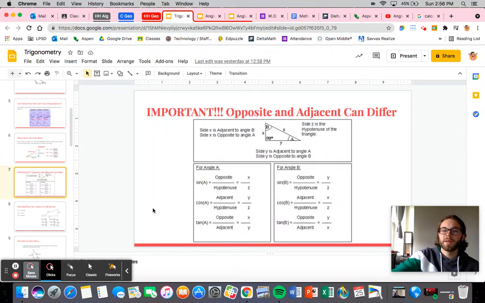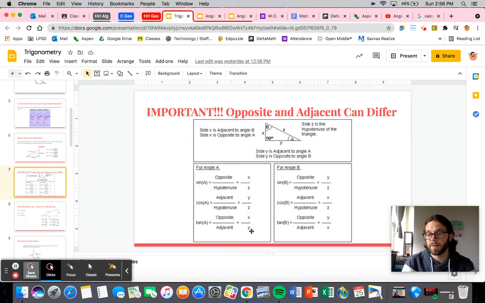So here's an example. Let's say we are dealing with a right triangle up here. We have two angles, A and B. Sine of A has X as your opposite and Z as your hypotenuse. But sine of B has Y as your opposite and Z as your hypotenuse, right? Notice how the opposite has changed. The hypotenuse has stayed the same. Similarly, with cosine of A, you have your adjacent as Y, and your adjacent then becomes X when you're dealing with B. And then tangent of A and tangent of B, they are just flipped.